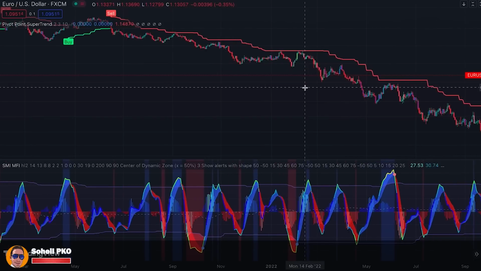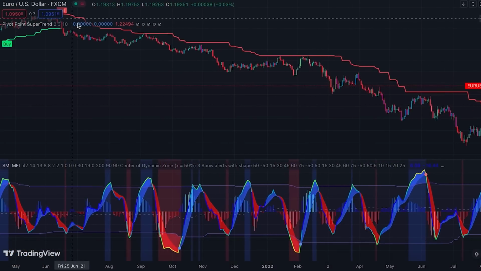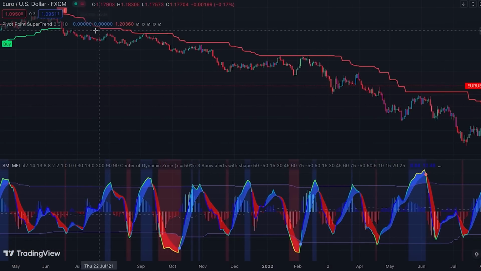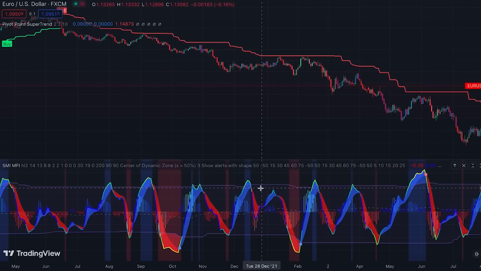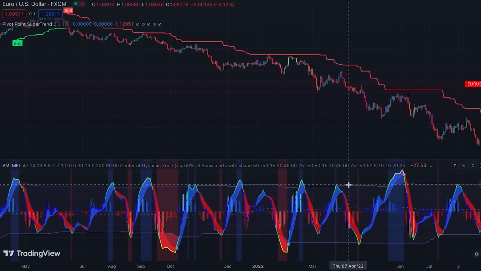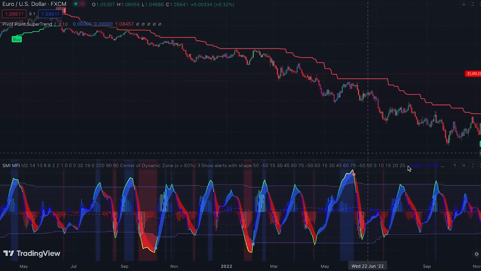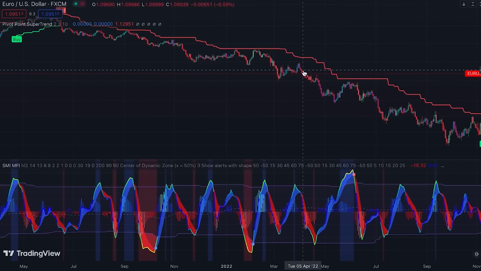Alright, as you can see, starting from here, since our pivot point super trend is red, it means we are in a downtrend, so we focus only on selling signals where SMI MFI line crosses below the top line. You can clearly see that after each of these signals, the market went down as it was expected.